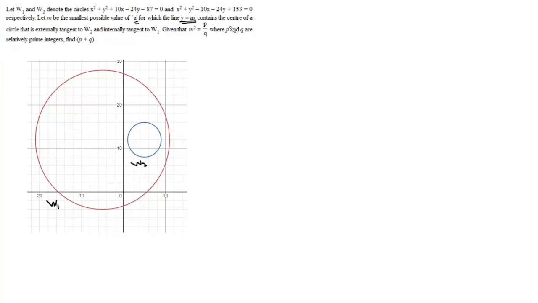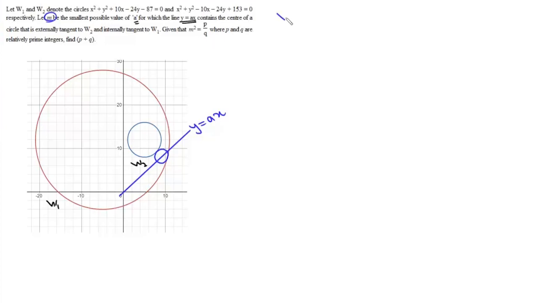So basically we are talking about a circle which touches W1 internally and W2 externally, and whose center lies on this line y equals ax, and the smallest possible value of a is given as m. That is, if m square is p upon q, then find the value of p plus q.